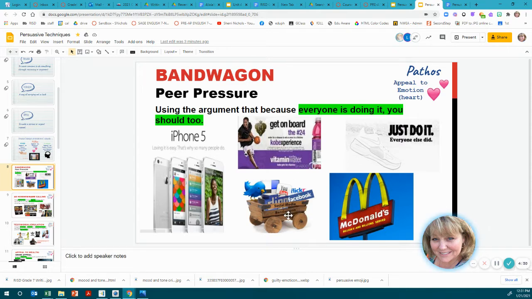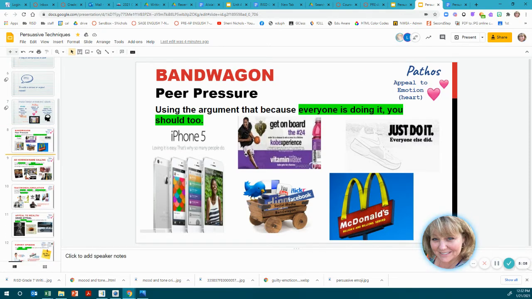Social media bandwagon. Everybody wants you to be on social media. And then when you're on social media, you want to, so McDonald's. So we have the peer pressure of using McDonald's. And my idea of McDonald's is diabetes and a heart attack. So the peer pressure there is not to use it. But of course, McDonald's wants you to use it, and they say billions and billions have been served, so it must be good. I mean, of course, the Nike just do it, everyone else did. Okay. And then typically bandwagon appeals to our emotions.